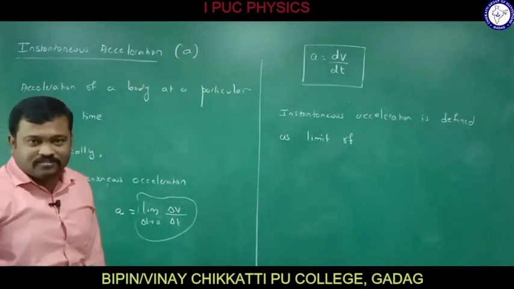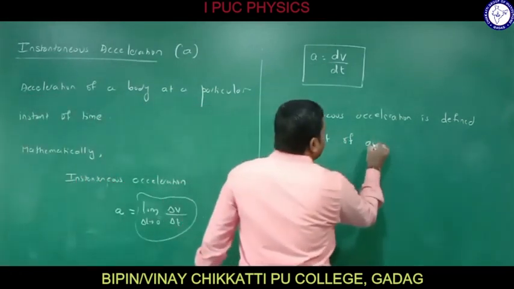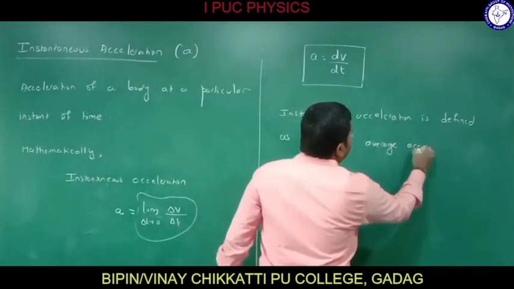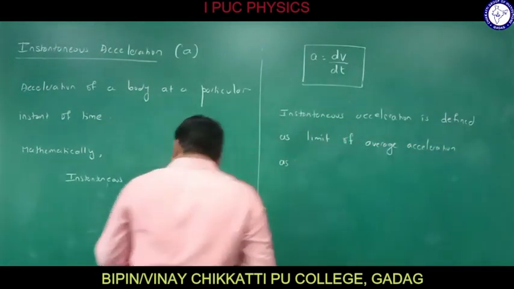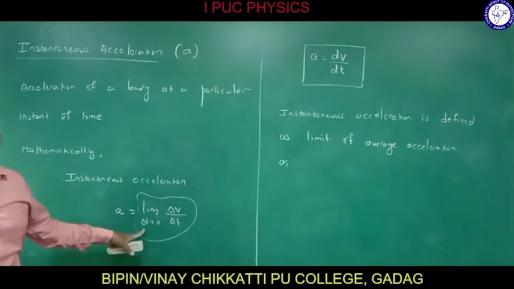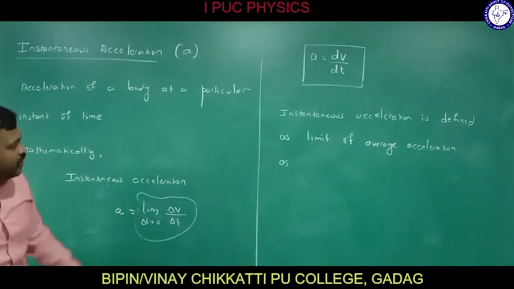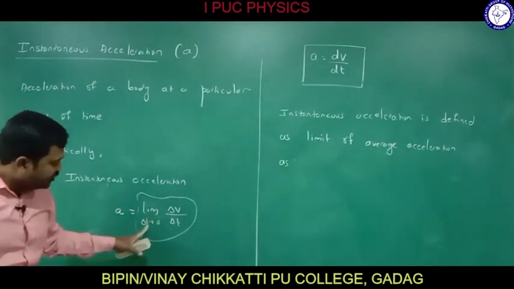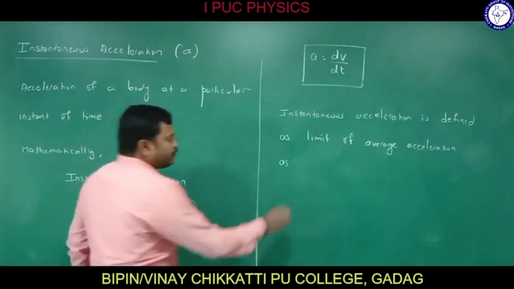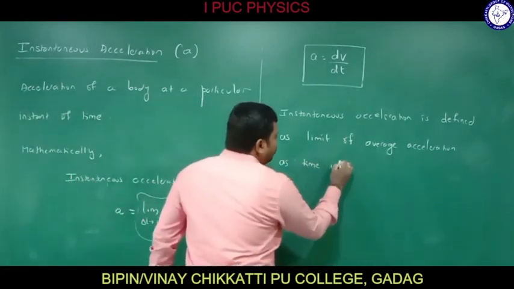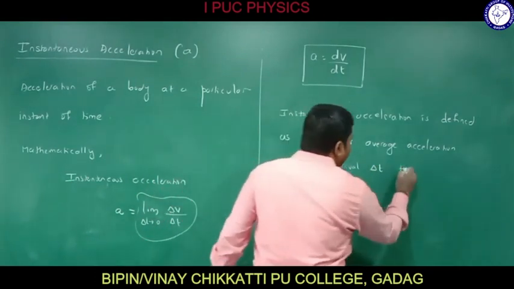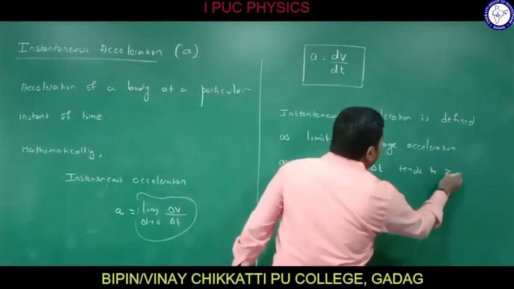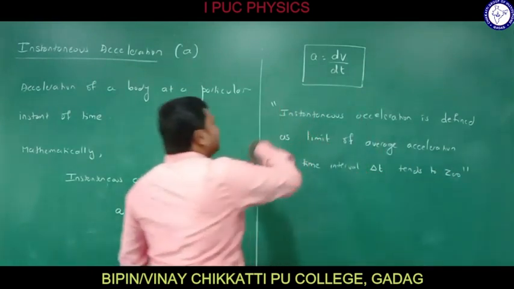Average acceleration, right? Limit of average acceleration as what is this now? Delta T. What is delta T? Time interval, right? Limit of average acceleration as time interval. What is the time interval? Delta T. What is happening to delta T? It is tending to what we say here? 0, and this is the definition, right?